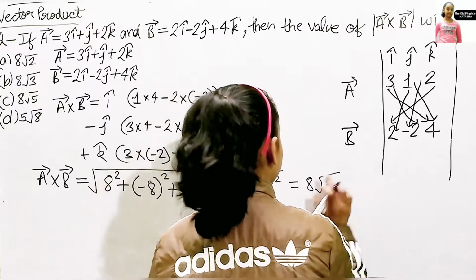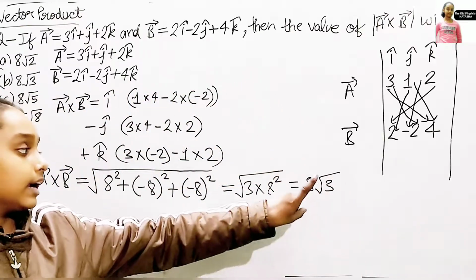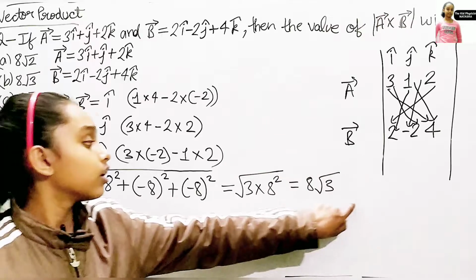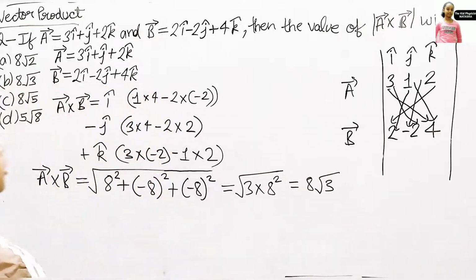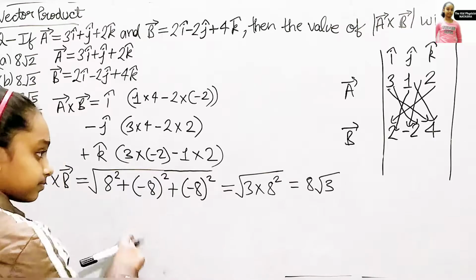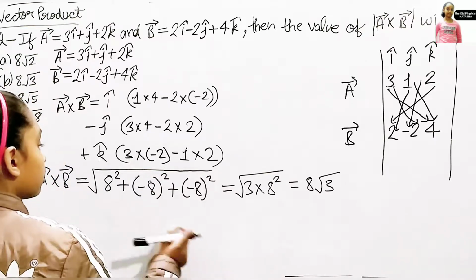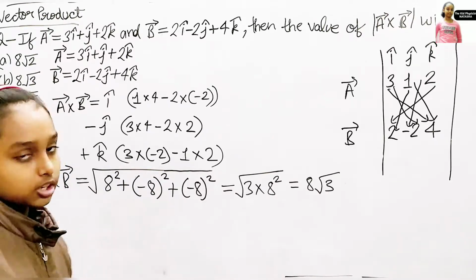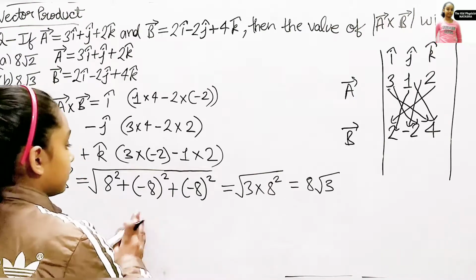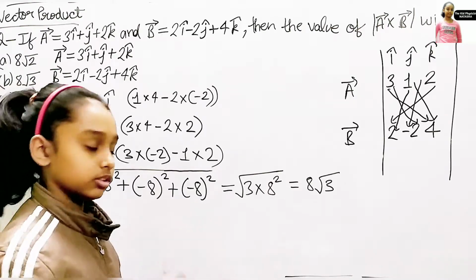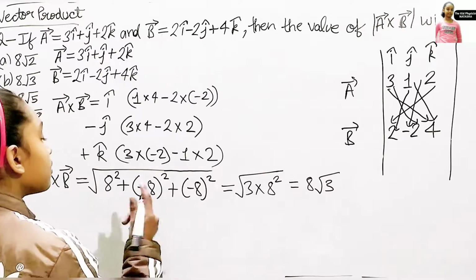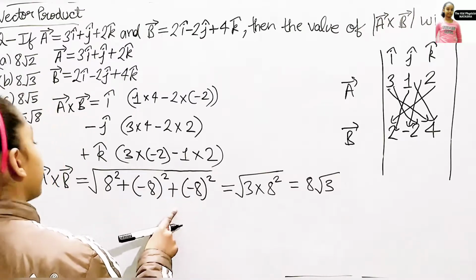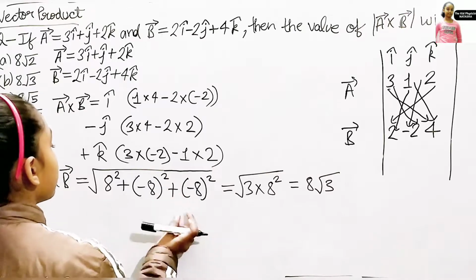So 3 into 8 square, and 8 root 3 will be inside. 3 will be this. 8 will come outside, and the 3 will stay inside. Yeah, so let me tell you how here, because let me just explain you. I think that you will have some confusion, so let me just explain. Yeah, so 8 square plus minus will be minus, and plus minus will be minus. So minus 8 square minus 8 square.